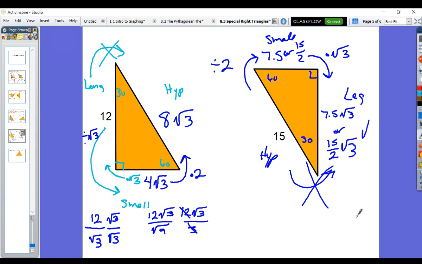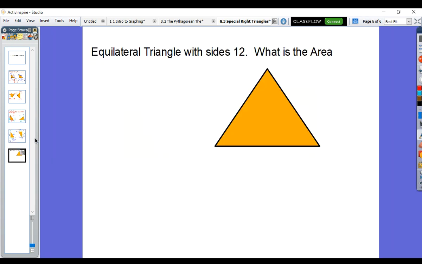All right, last example on here. So we have an equilateral triangle with side 12. They want to know the area. Now remember, area of a triangle is equal to base times height divided by 2. Now it does tell us that all sides are 12: 12, 12, and 12. It's an equilateral. That's the great thing about equilateral. All sides are the same.